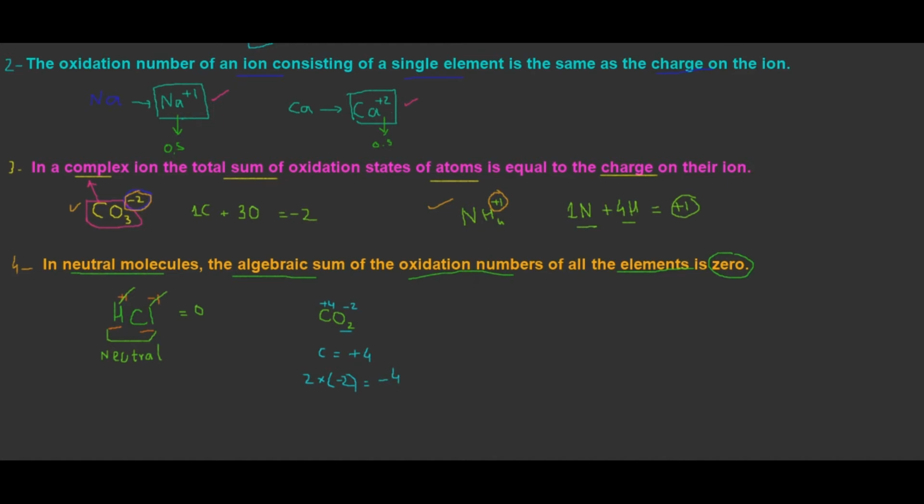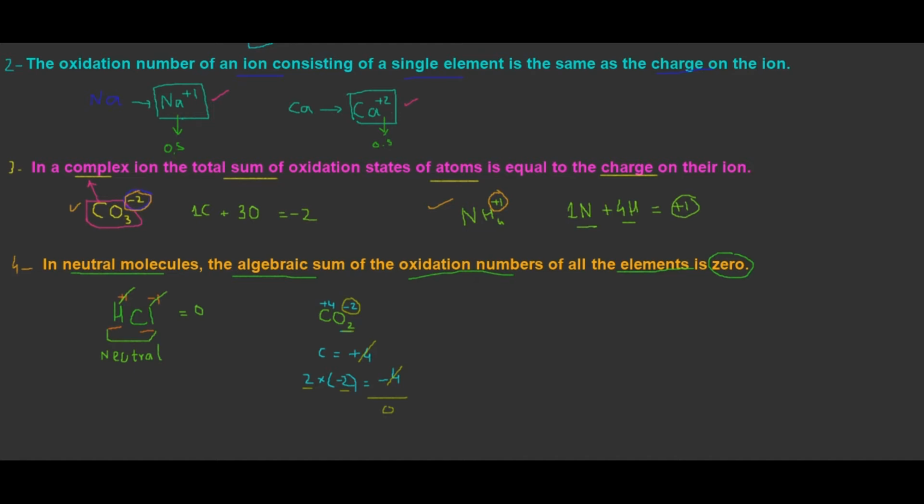Now why do you multiply 2 with minus 2? As you can see that oxygen atom is having minus 2 charge. How many oxygen atoms are there? You have 2 oxygen atoms, so you have to multiply this 2 with the oxidation state of oxygen atom. So 2 multiplied by minus 2, you will get minus 4. So plus 4 and minus 4, you will get 0 as the answer. So it means that carbon dioxide as a whole is a neutral molecule.